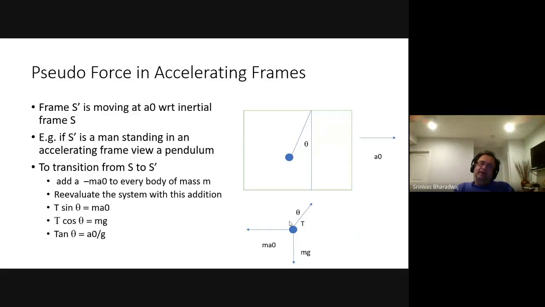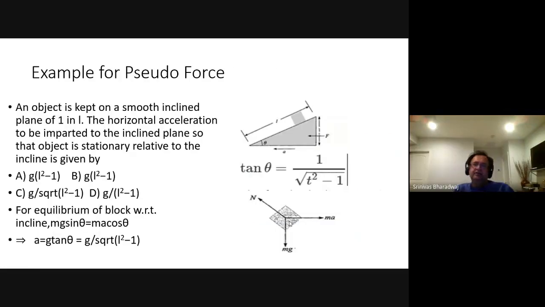Okay, so at the point where a naught is equal to g, tan theta will equal 1, tan 45 is equal to 1. It will be exactly 45 degrees. So if you're accelerating at g horizontally, that is a very high acceleration. Okay, so here's another example.